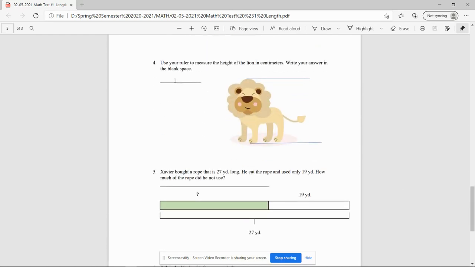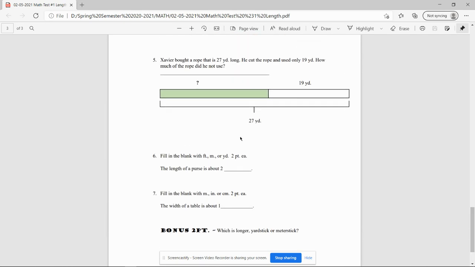And then for number 4, it says, use your ruler to measure the height of the lion in centimeters. And then write your answer in the blank space. So you're going to measure the height of the lion in centimeters. And you see these lines here, I marked it for you. So this is the tip of the lion, right? Where it starts and where it ends. So you're going to write your answer here in the blank space. And it's in centimeters. And then we're almost done.